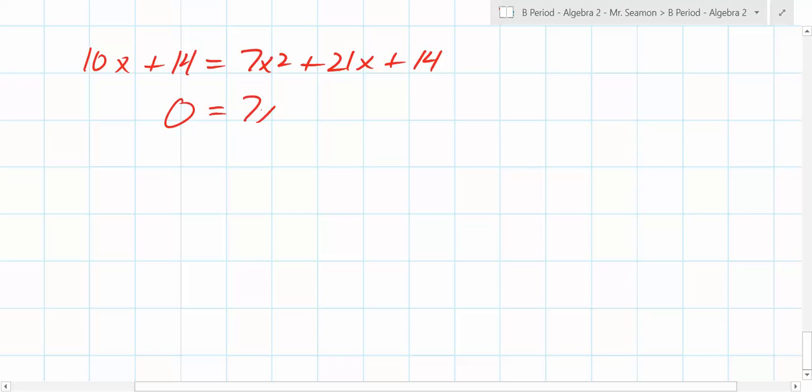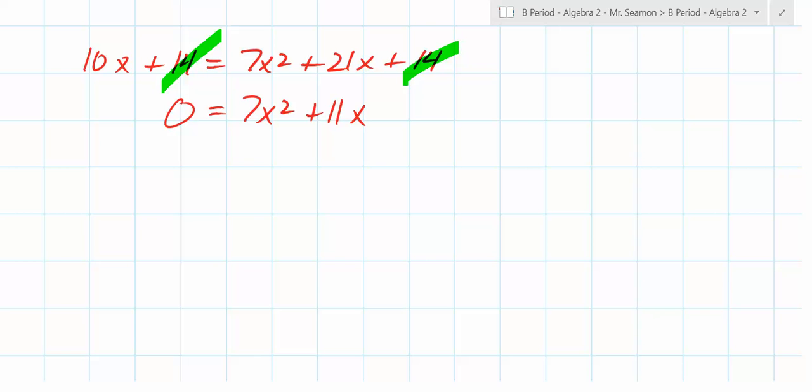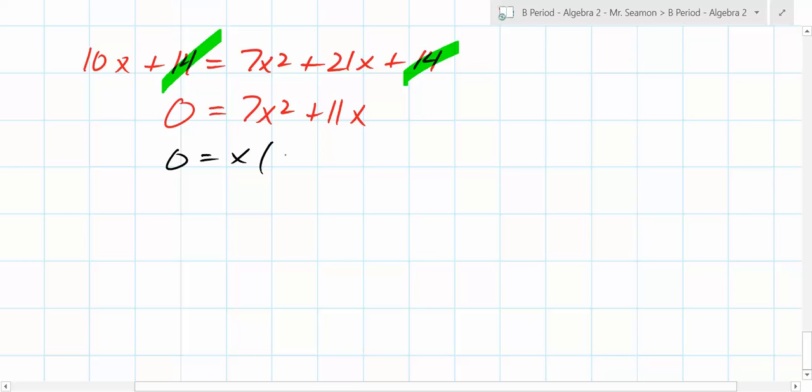So 0 is equal to 7x squared. How many x's? Yeah, 11x. Is that correct? And then what happens to the 14s? They cancel. So you have 7x squared plus 11x. Cool. How do you solve this? What's the first method you should try? Factor. What can you factor out? X times 7x plus 11.